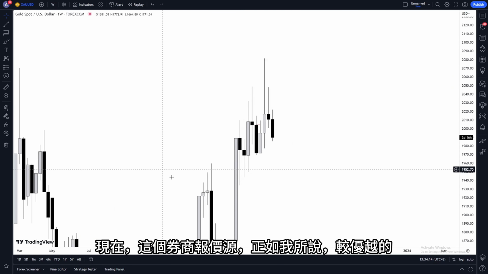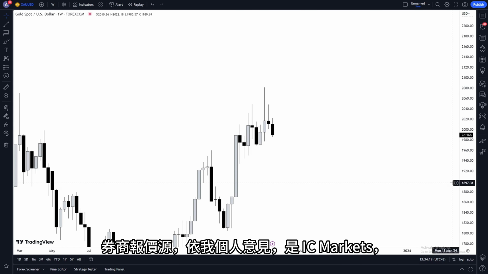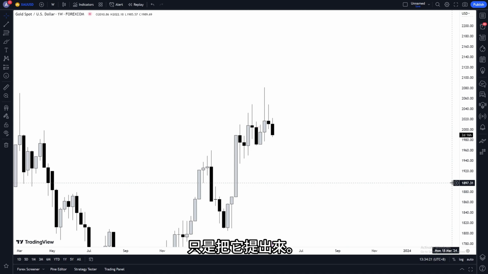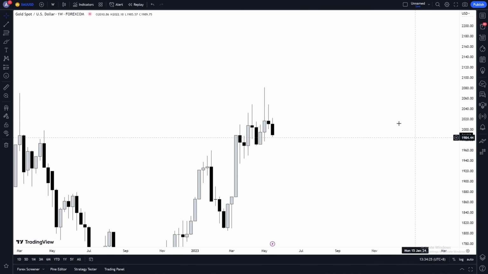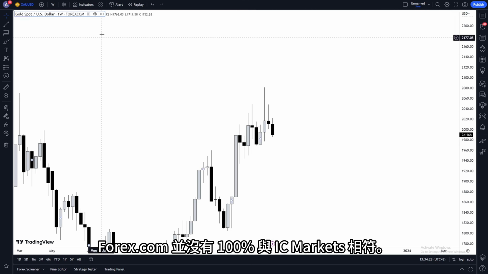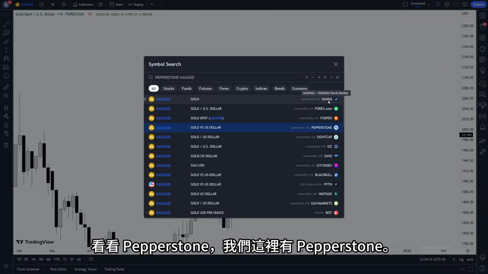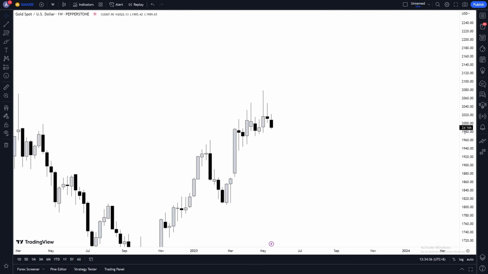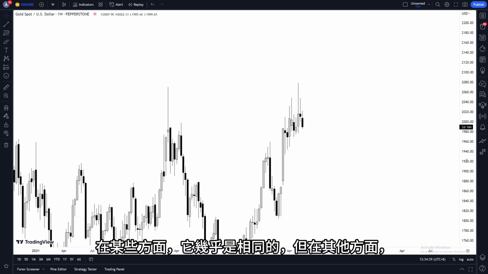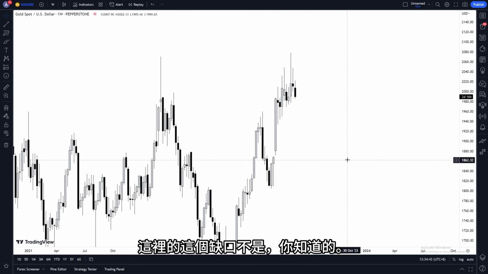Now, this broker feed, as I said, the broker feed that is superior, in my personal opinion, is IC Markets, okay? Just putting that out there. IC Markets broker feed is superior. Forex.com does not match IC Markets 100%. Pepperstone is closer, so let's take a look at Pepperstone right here. In some ways it's almost identical, but in other ways it's not, like this gap over here.